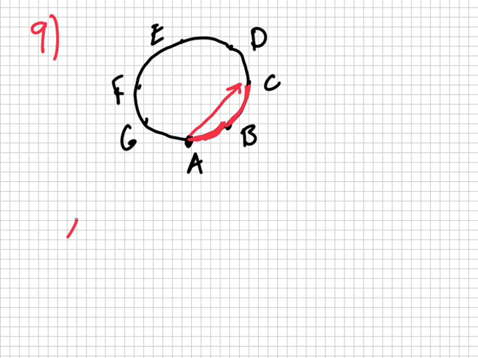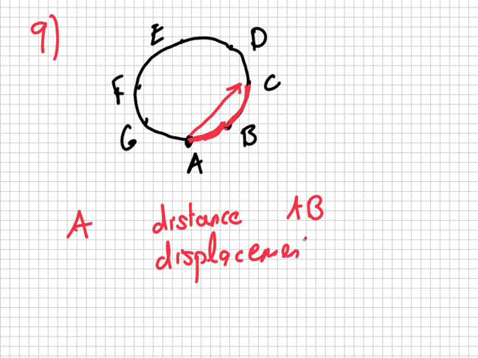Okay? So when she's at A, the distance is from A to B. So I don't know what that is, but the distance from A to B, I'll just write A to B. And then the displacement from A to B. Which will be bigger, the distance or the displacement? Distance. The distance will be bigger. Okay? It's just a straight line.